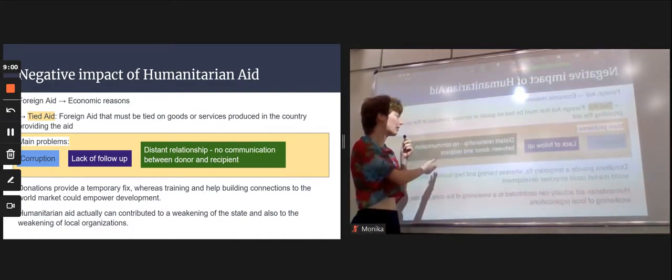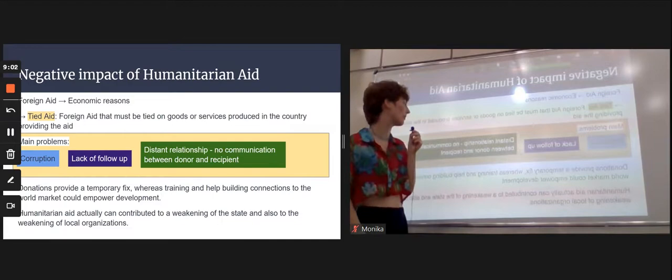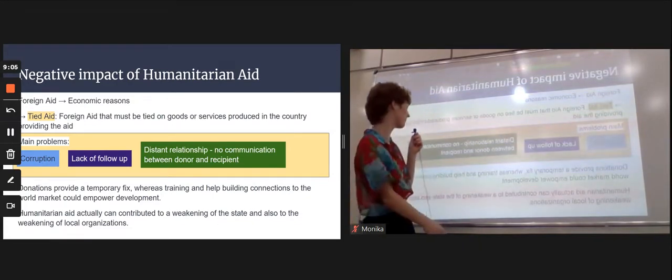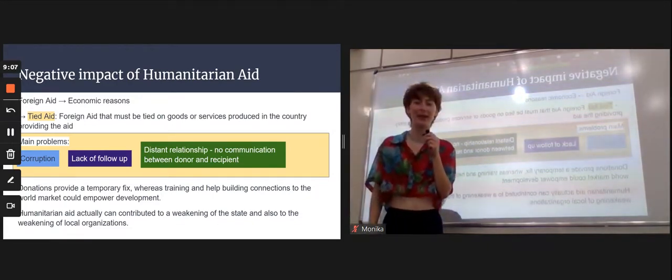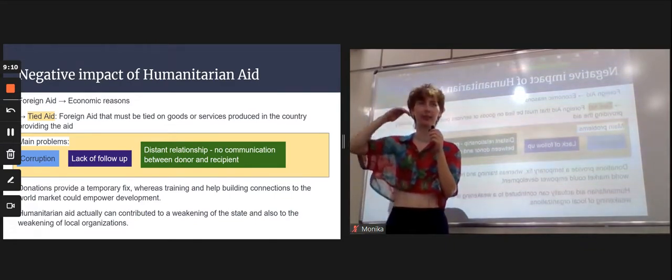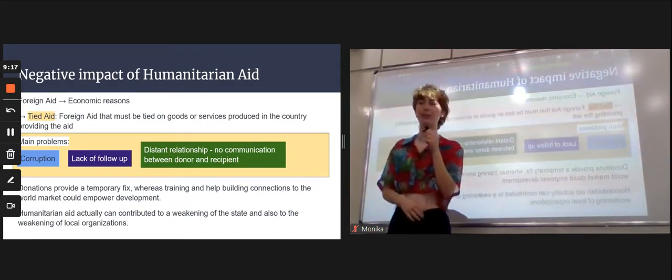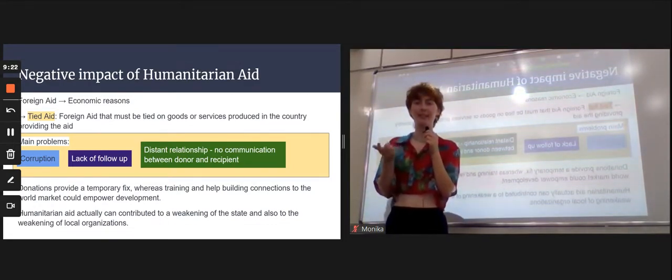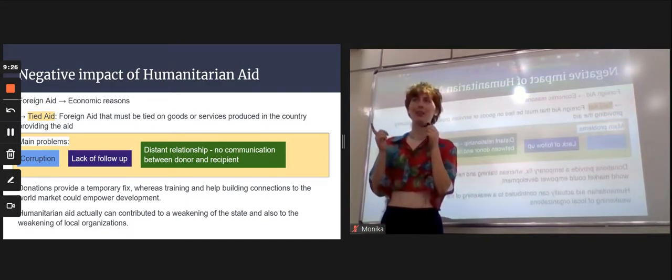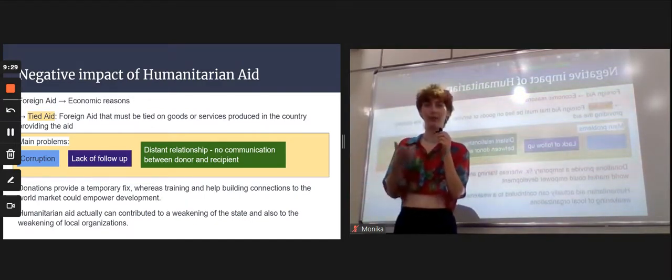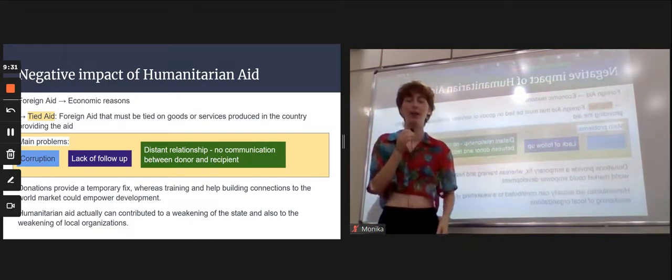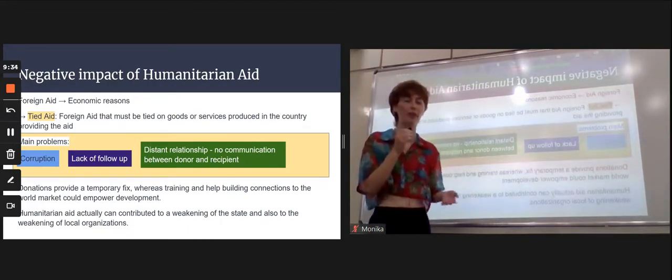Then also a distant relationship, so there's no communication between donor and recipient. That means in many cases the donor country actually has no connection to the country that the money, goods or services go to. So they don't know what the situation is there. They don't actually know what the people need and want to make their situation better. So they just give something they think is good for the developing country, and there's no communication between them.